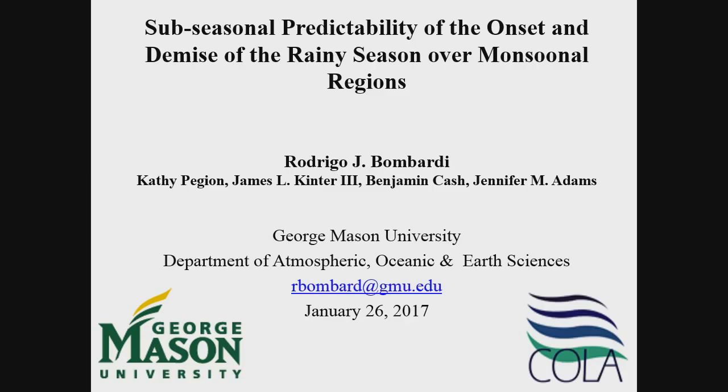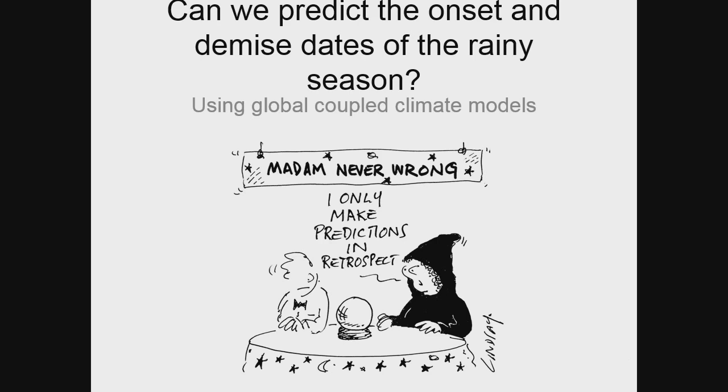Thank you. Good morning. So I'm going to talk about subseasonal predictability of onset and demise of rainy season over monsoonal regions. So I'm asking one question here: can we predict the onset and demise dates of the rainy season? And we'll be using retrospective forecasts. And this is important for agriculture and many applications for water resources.